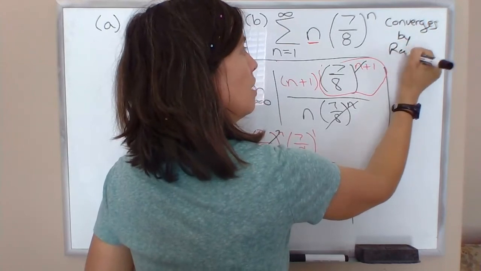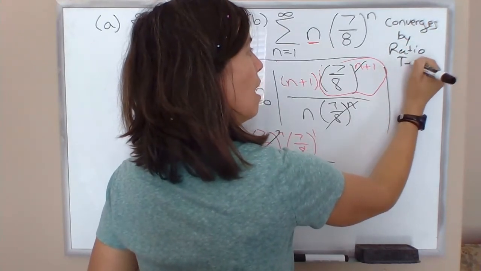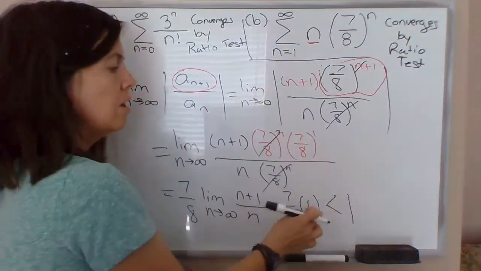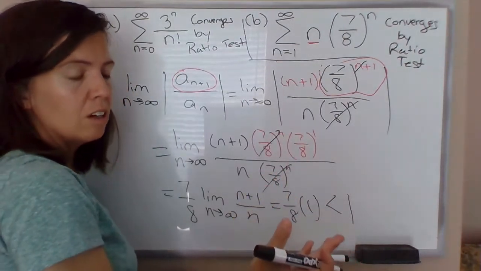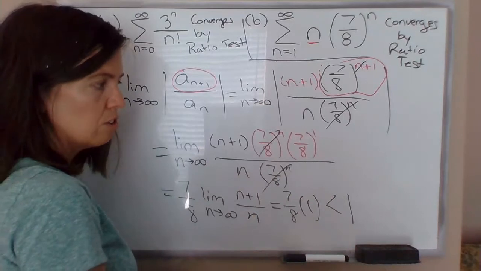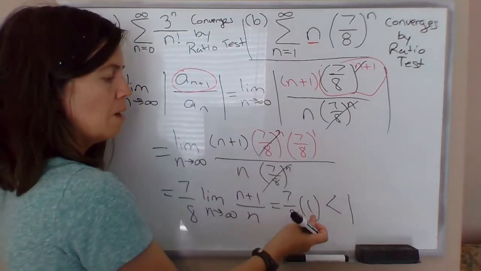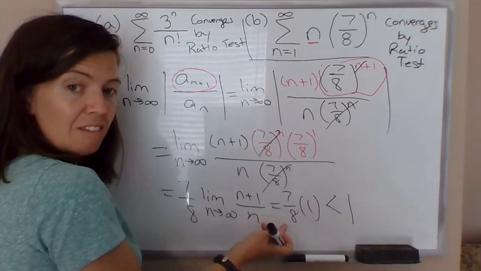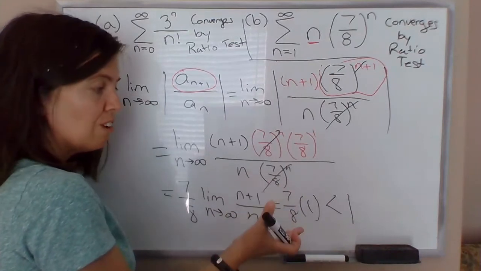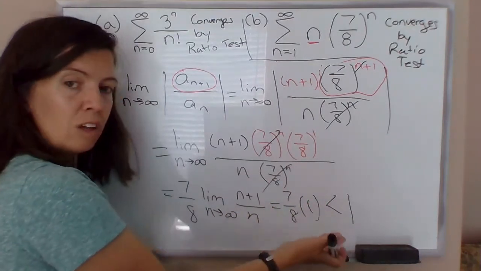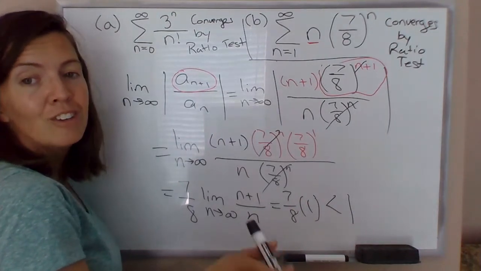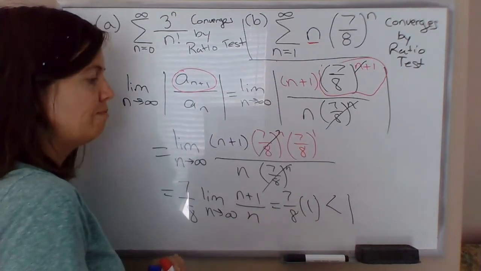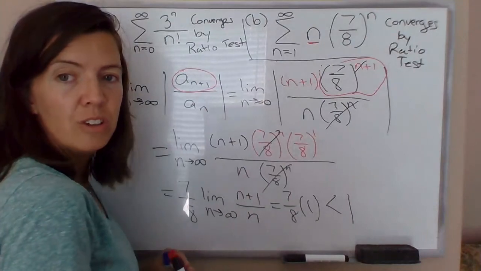Just note that if you work this out and your limit is equal to 1, then unfortunately the ratio test is inconclusive and you'll have to try another test. If this limit had been 8/7 instead of 7/8, the limit would be greater than 1 and the conclusion would be that the series diverges. But if the limit is less than 1, then the series converges.